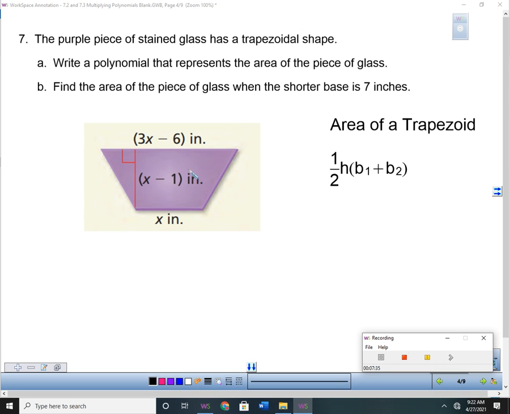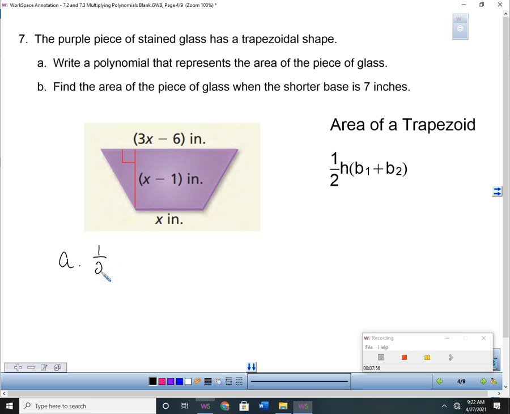All right, so this purple piece of stained glass has a trapezoidal shape. Looks like a trapezoid, right? We're supposed to write a polynomial that represents the area of the piece of glass. So we'll start with that. Now, I did give you the formula for area.